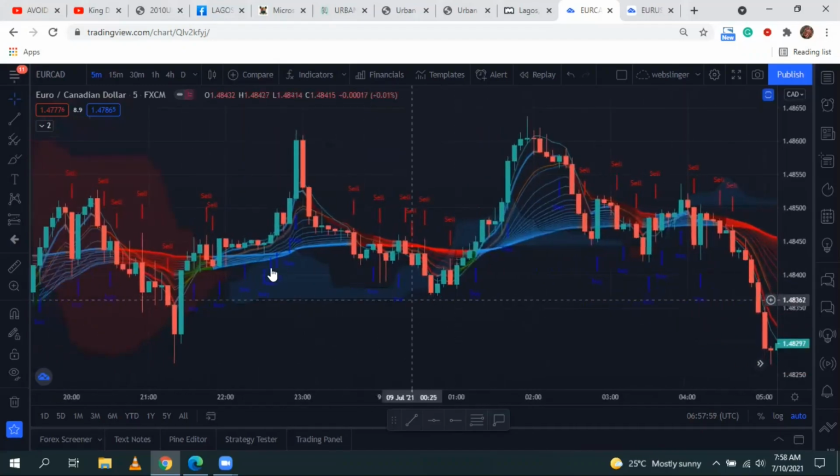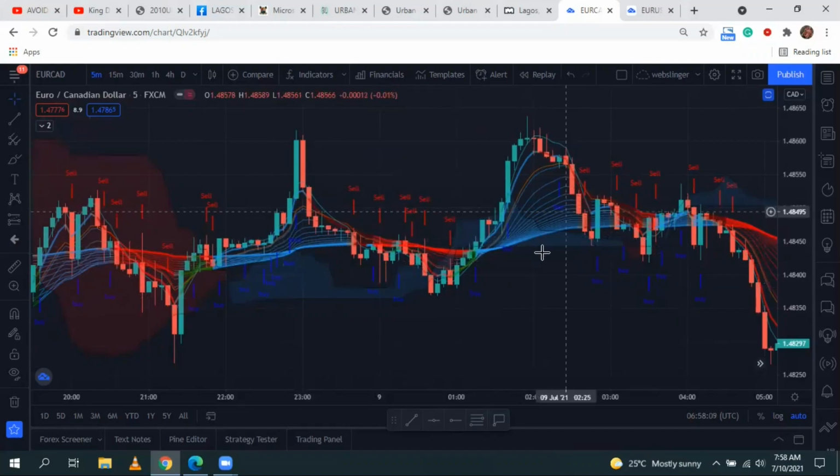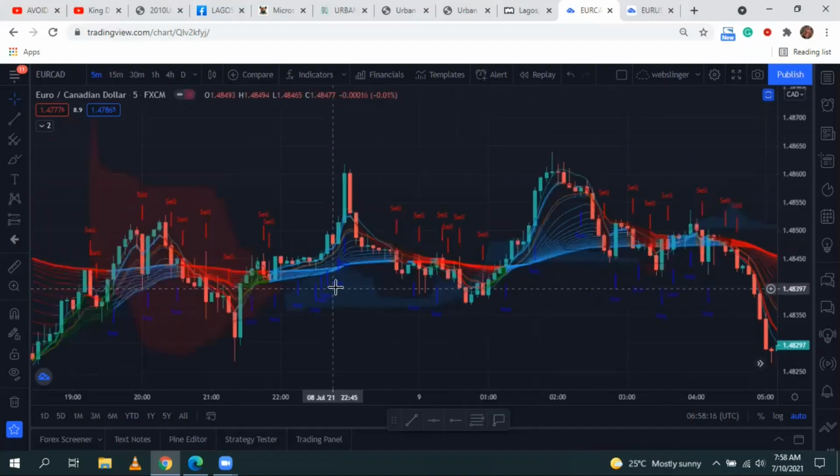Yes, this was formed. The blue cloud was formed there. The blue webs were formed. So if you took all these buys, you get the market. Here as well, we have the blue cloud, we have the blue webs, and the buys, you are good to go. So the first thing you have to take note of is the cloud.